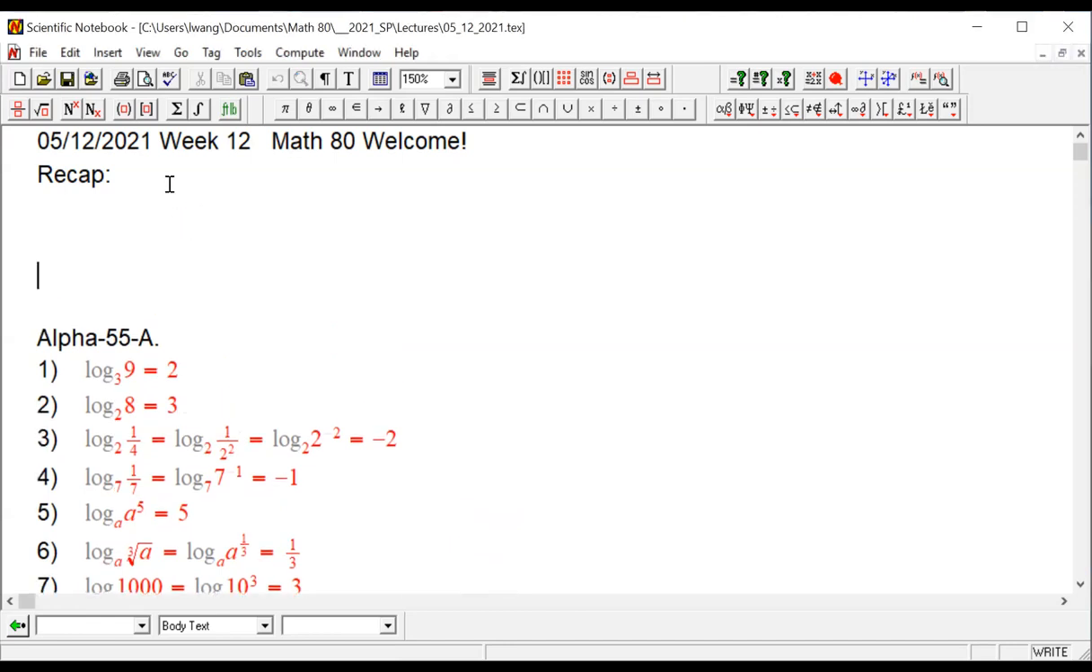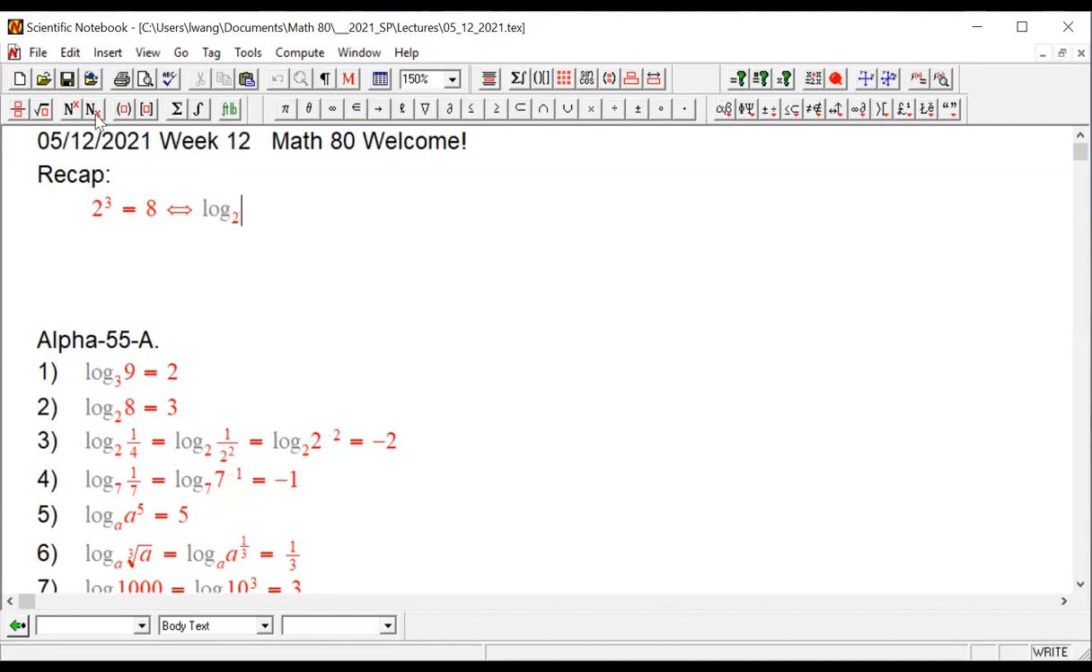Okay, so we understand that when we have a logarithm form, we will have a respective exponential form. So exponential form and the logarithm form are just the two sides of one coin, right? We have studied, for example, 2 to the power of 3 equals 8, and we know that corresponds to log base 2 of 8 equals 3, right?